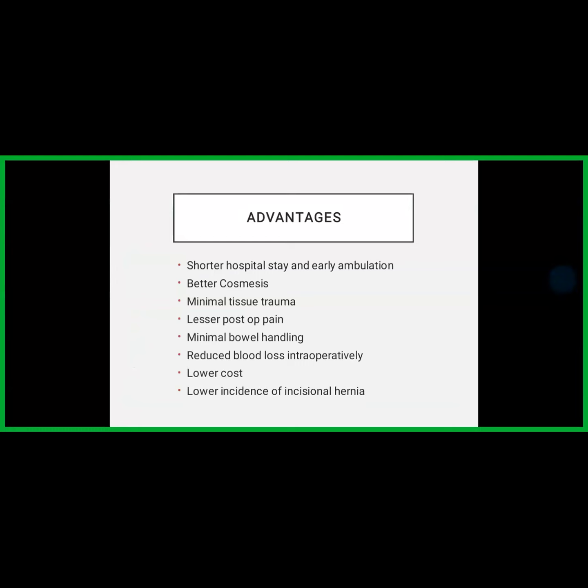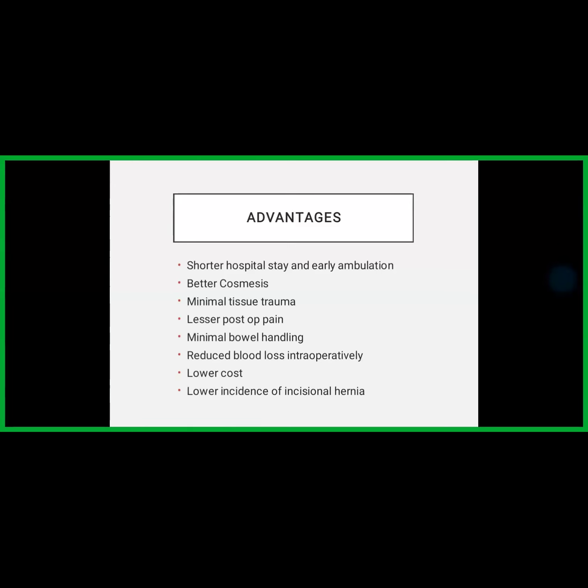Then we have advantages. Why is the world tending towards laparoscopic surgery these days? The first on the list is that there's a shorter hospital stay and early ambulation because of minimal scarring and minimal incision, lesser tissue handling. So it also has better cosmesis. Then it also has minimal tissue trauma, lesser post-operative pain, stemming from the fact that the incision is minimal and the tissue handling is also minimal. Then another thing that it helps is that it reduces blood loss intraoperatively and also lower costs.